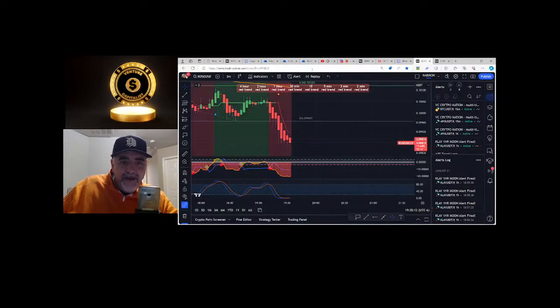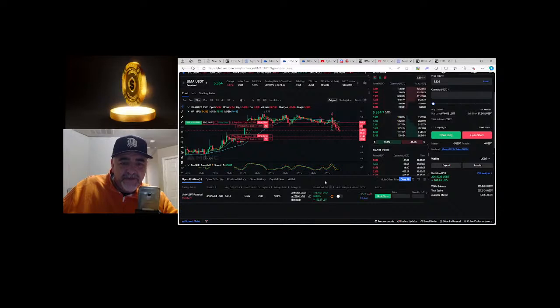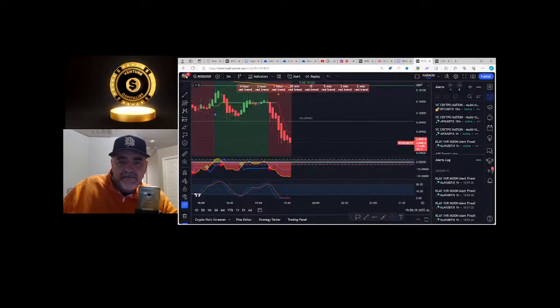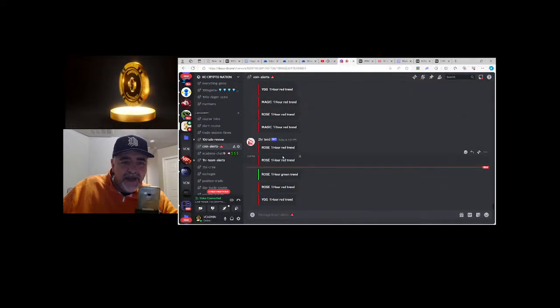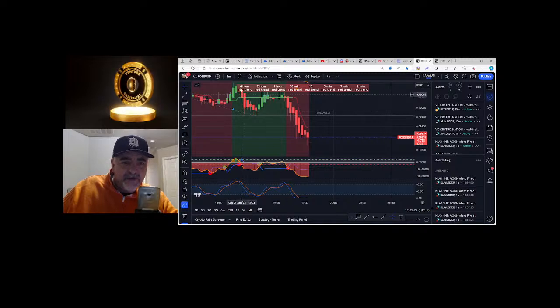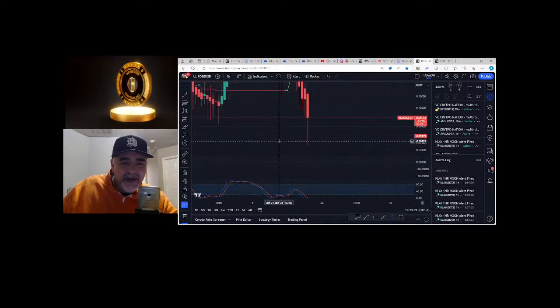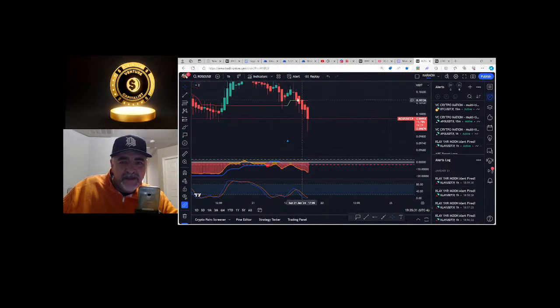I'm just waiting for my UMA to just take a dump. Right there, just let it out. Let's go to ROSE and look at the 1 hour red trend. 1 hour red trend, and there it is right there.